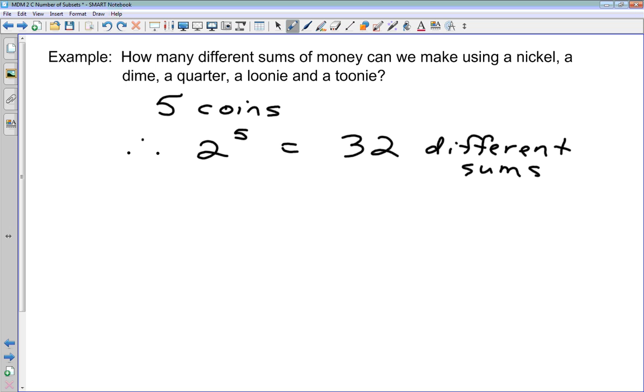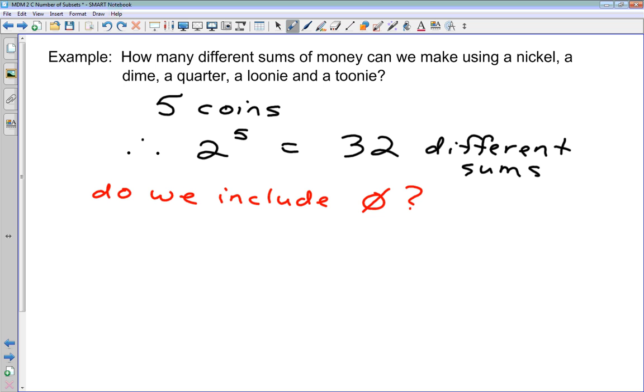Okay. Now the only trick is, and I'll put this in red here, do we include the null set in our total? Okay? Because sometimes it doesn't make sense to consider the null set to be one of your possible subsets, because it wouldn't make sense in the context of your question. Do we include the null set in this one?